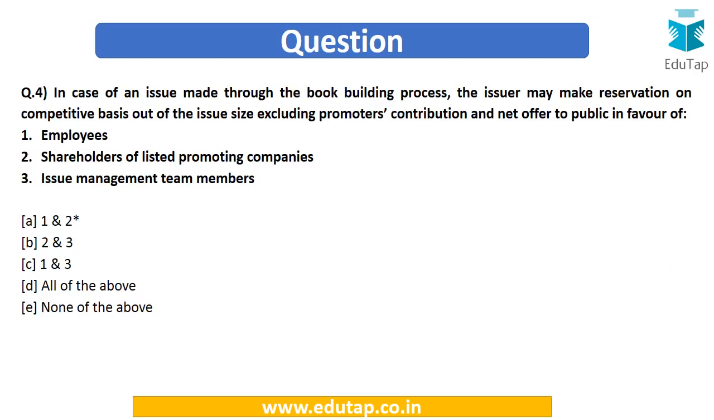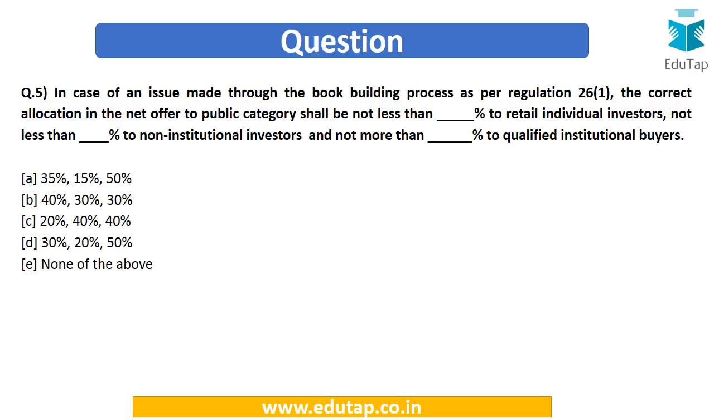So friends, now we can easily answer this question that in the case of an issue made through book building process, the issuer may make a reservation in favor of employees and the shareholders of the listed promoting companies in the case of a new company, but no reservation can be made for the persons who are managing the issue of the company. So the answer to this is going to be option number A, that is 1 and 2. So now let's move to the next question.